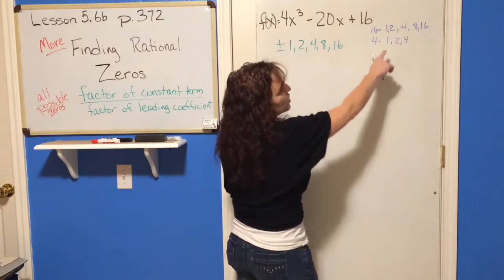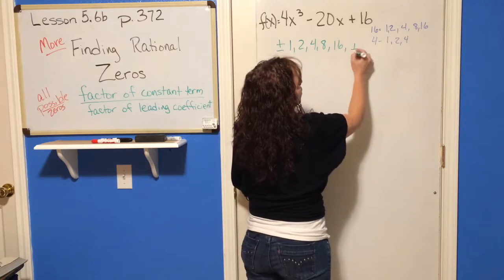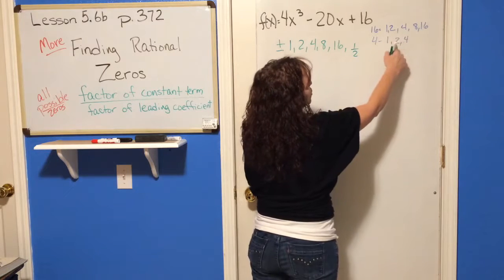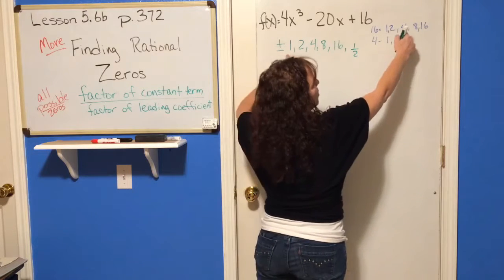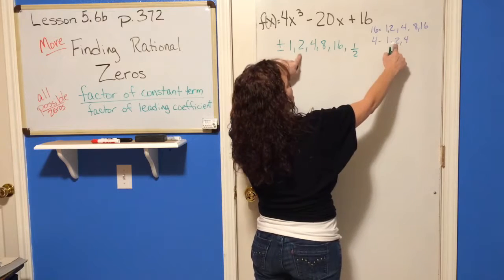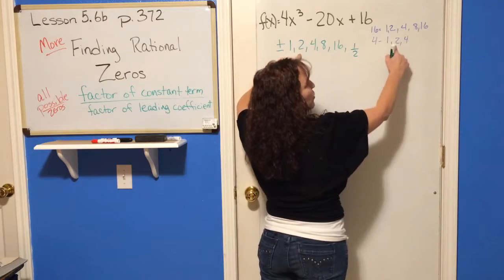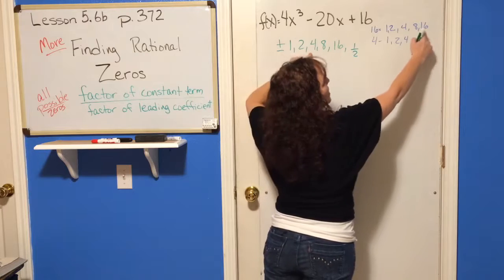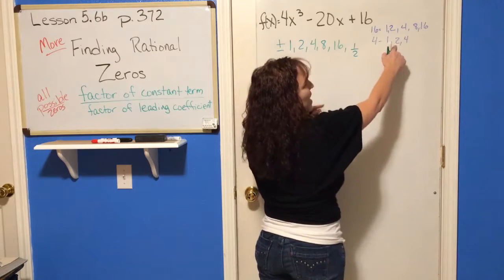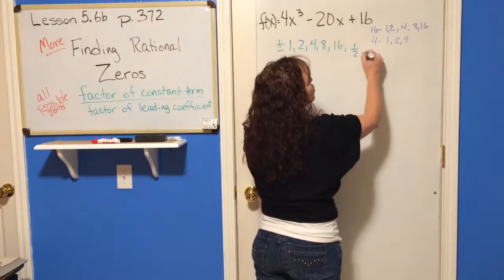Now we've got to put all of these over 2. So 1 over 2, 2 over 2 is the same as 1. 4 over 2 is the same as 2. 8 over 2 is the same as 4. 16 over 2 is the same as 8. Okay, so we've done all the 2's.